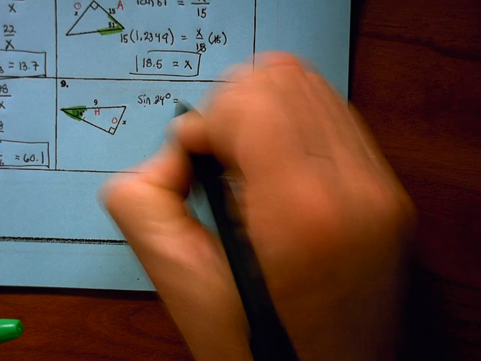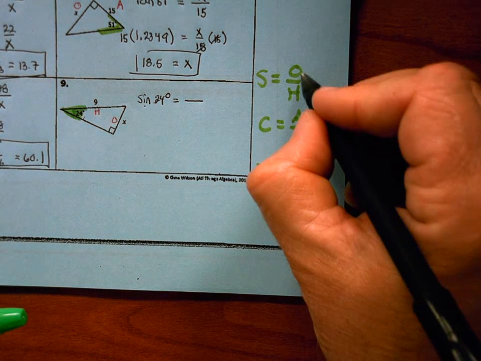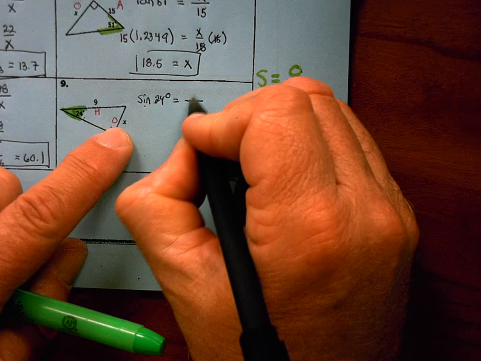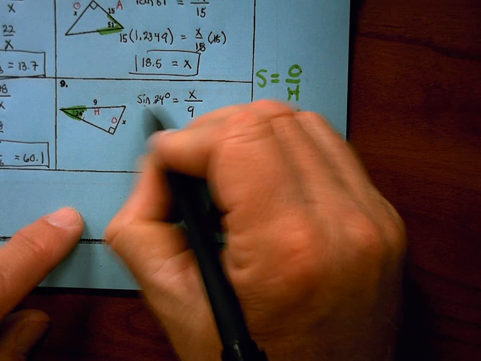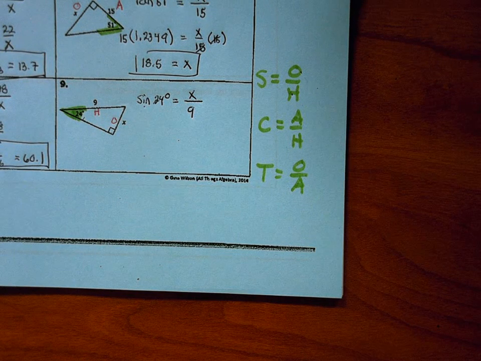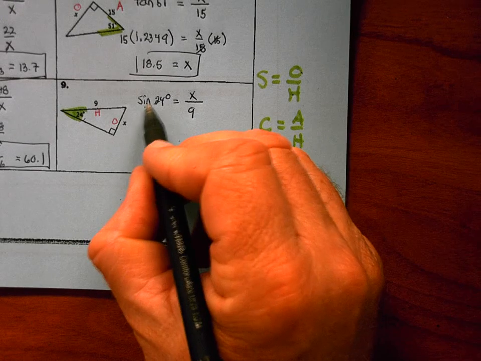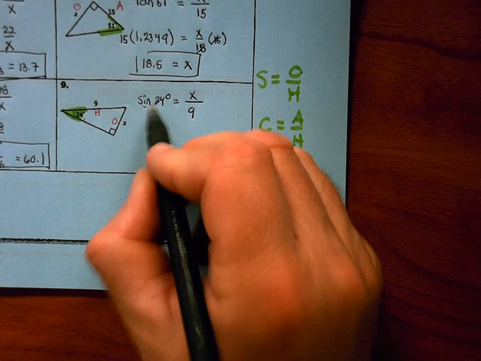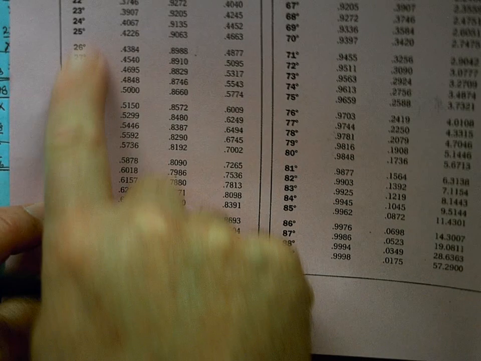We put an equal sign, and then we put a fraction to the right of the equal sign. Now the fraction is the opposite leg, which is x, over the hypotenuse, which is 9. Okay, so this is the equation that we're going to solve for x. Now we're going to take this sine 24 right here, and look on our chart, and find the 24-degree angle, which we're zoomed in so much you can barely see it. But here's our 24-degree angle, right there.